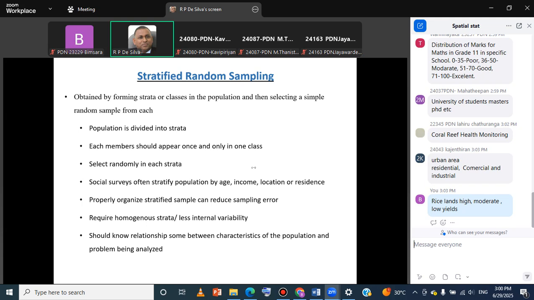And Mahadeepan, University of Students, Masters, PhD extra. For what? Masters, PhD. So it's not clear.